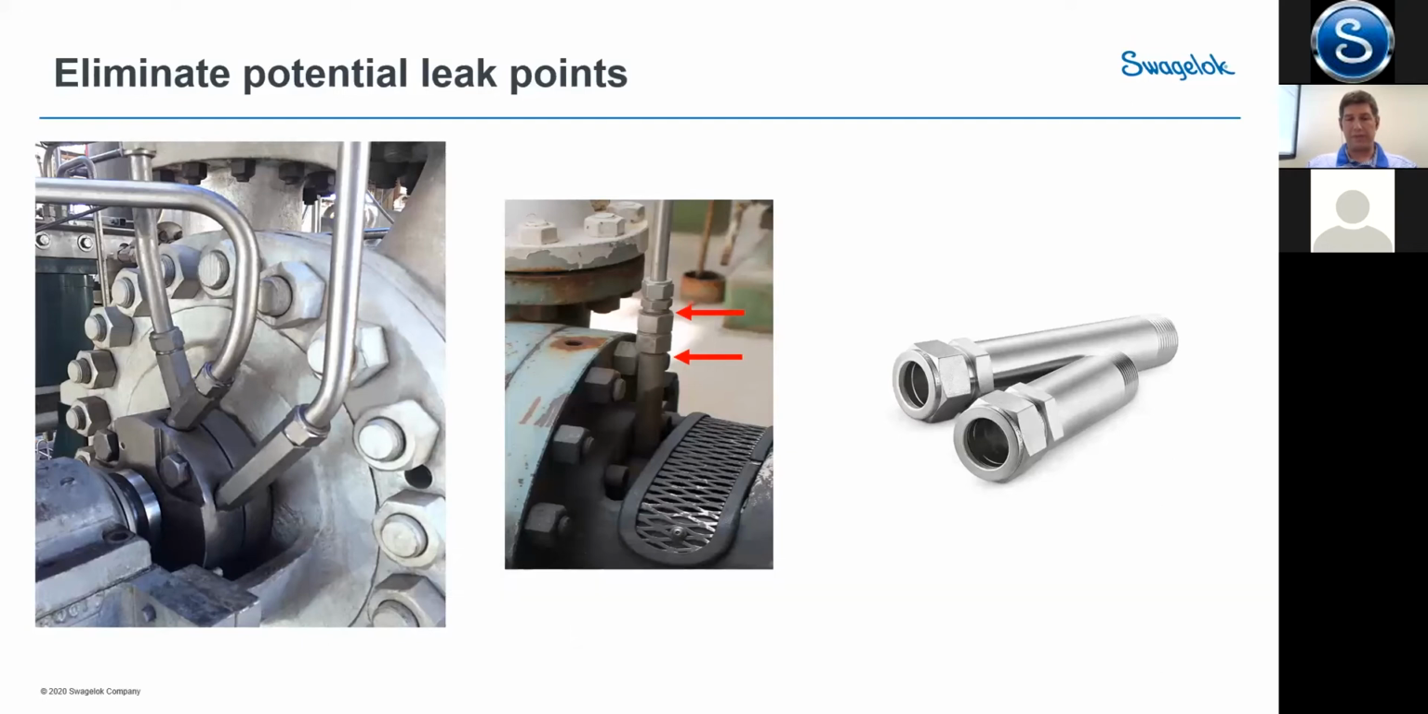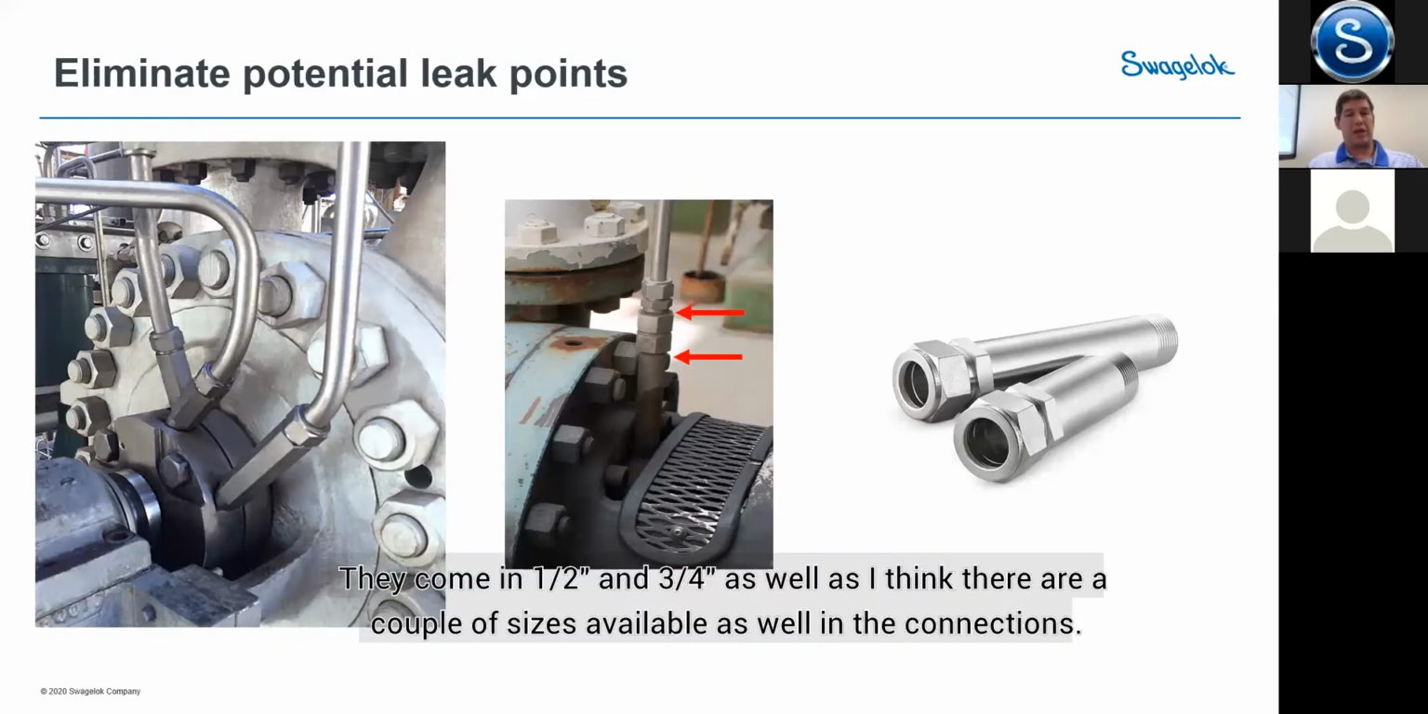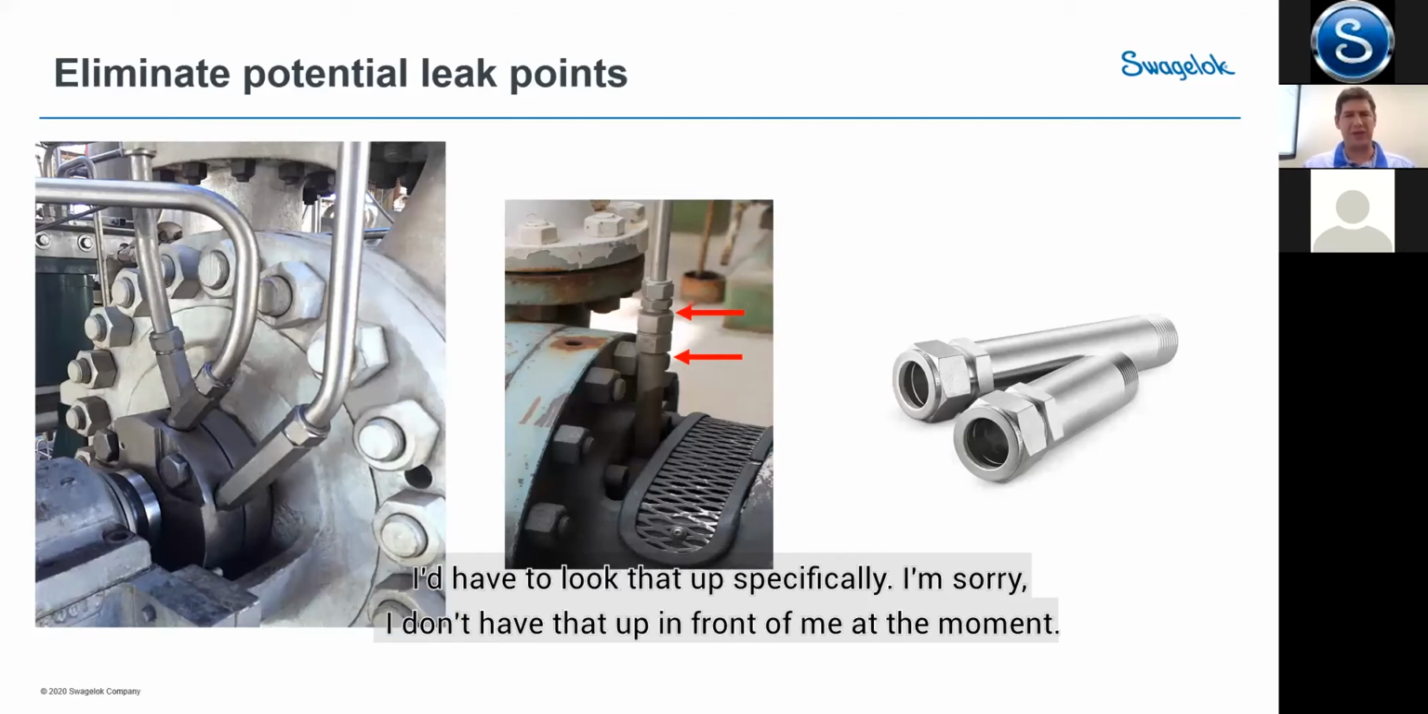So okay. We have another question from Guy Lowry. He says, do the stainless steel extended fittings come in 1/2 inch and 3/4? They come in 1/2 inch and 3/4, as well as I think there are a couple of other sizes available in the connections. I'd have to look that up specifically. I'm sorry, I don't have that in front of me at the moment.